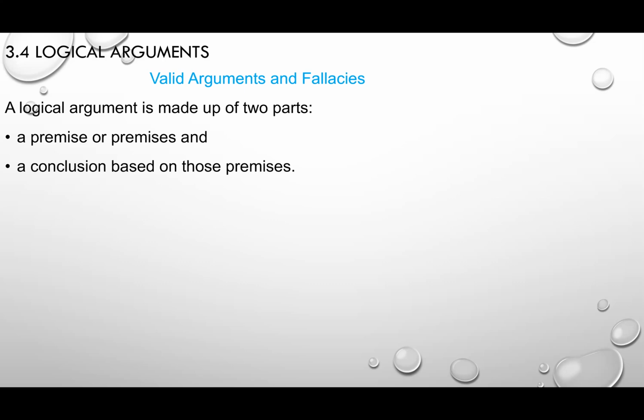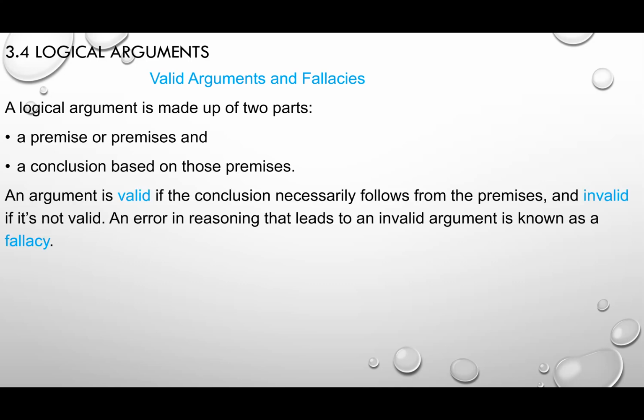Before we do all that, let's take a look at what an argument is for us. The argument for us is either a valid argument or a fallacy, meaning an invalid argument. And our argument is made up of two items: the premise or premises, and based on those premises, we will have a conclusion, okay? And in order for the argument to be a valid argument, the conclusion has to be all true.